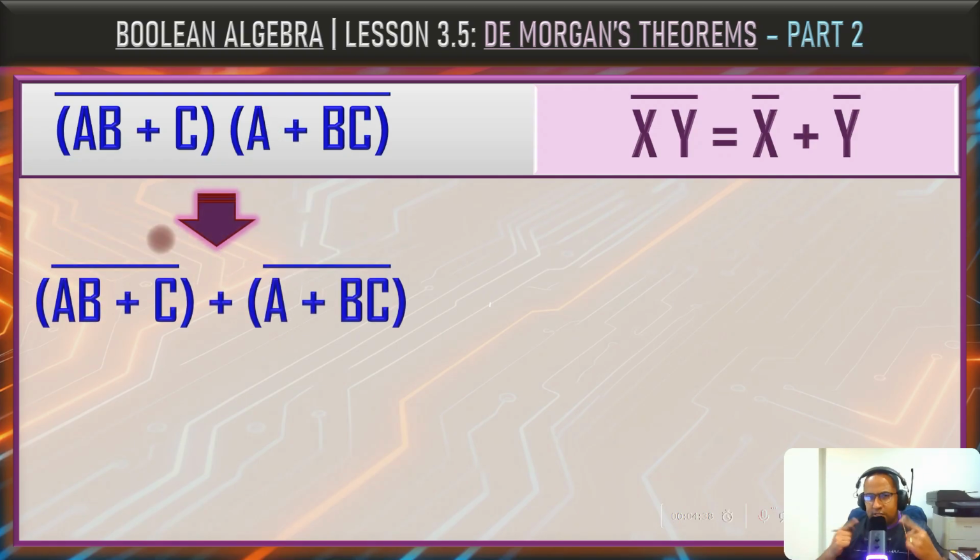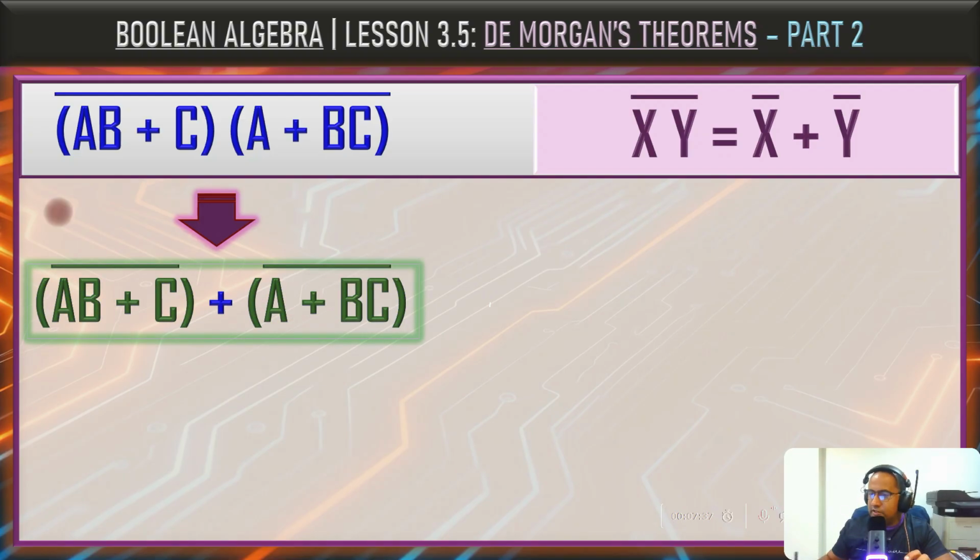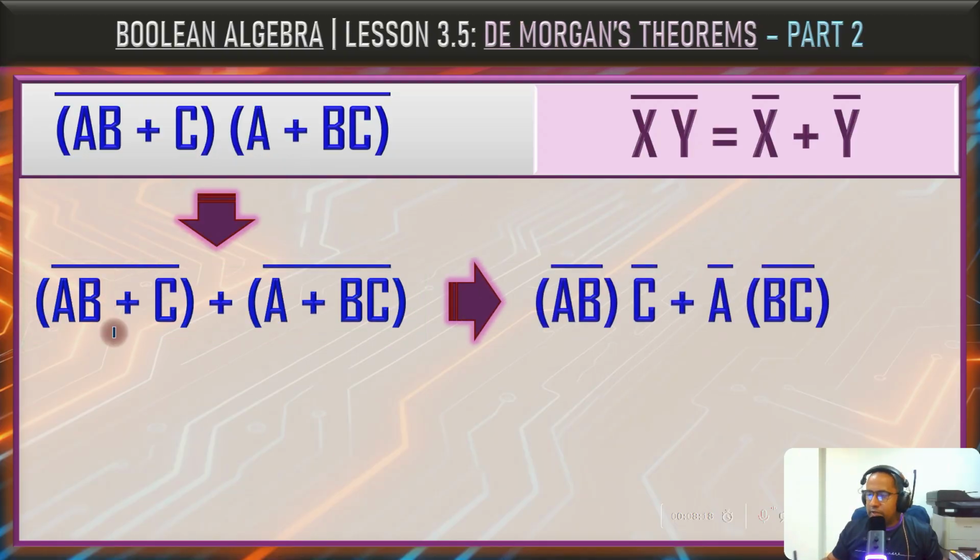Okay? To continue simplifying this expression, we need to check if there are still complements applied to more than one variable. And as we can see, we still have these 2 bars covering the entire expressions, which means we can continue applying the Morgan's theorem. So applying the technique we discussed, move the bar inside and switch the operation, we obtain this expression. Notice that where we had a sum, it becomes a product, as you can see, all right?